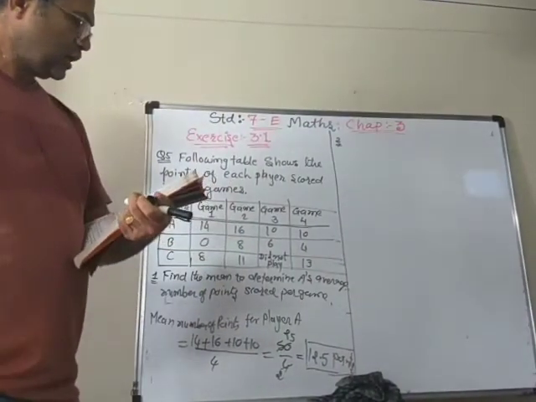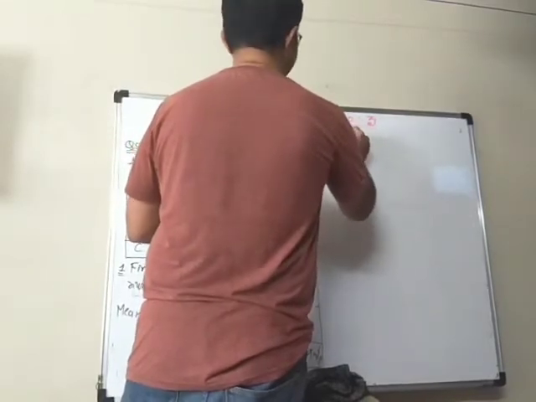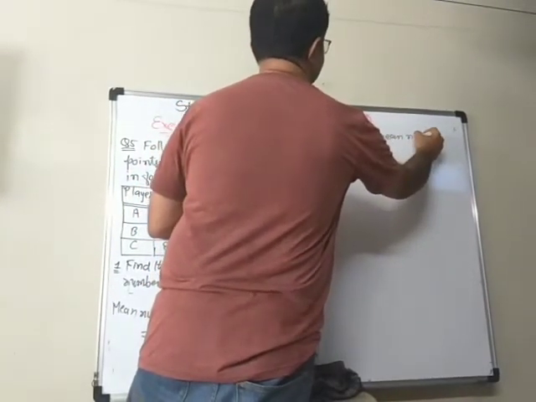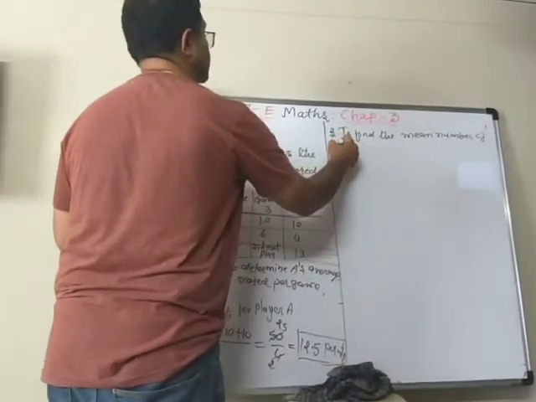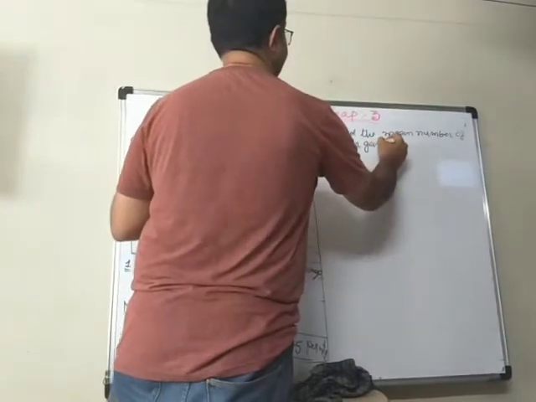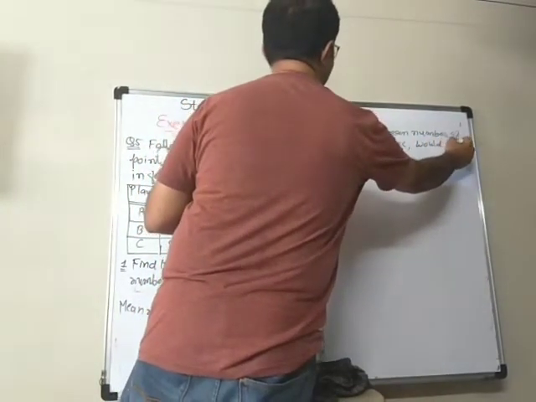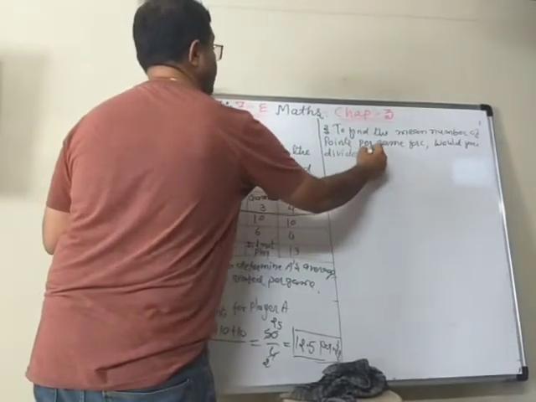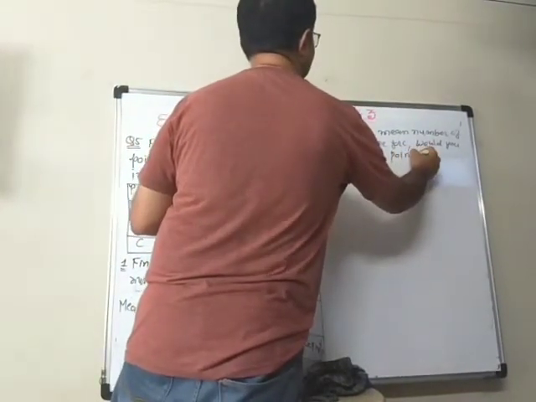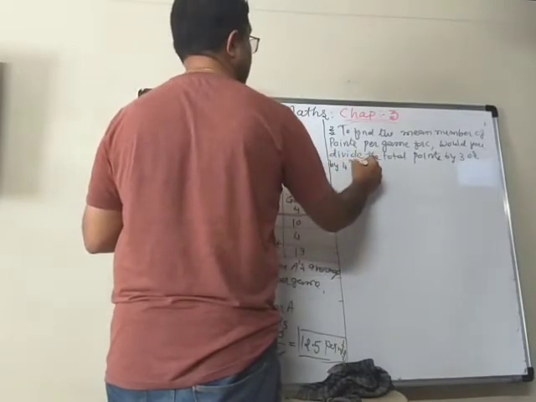What does it say? To find the mean number of points per game for C. Would you divide the total points by 3 or by 4? And why?